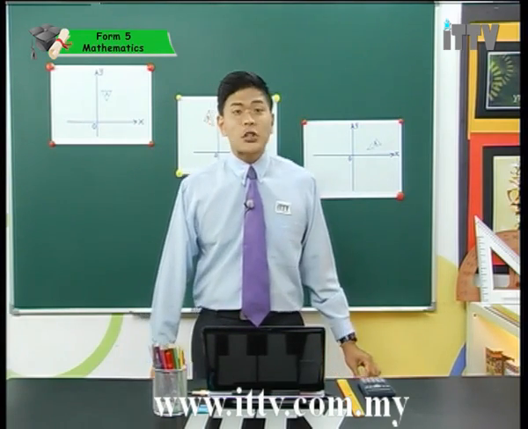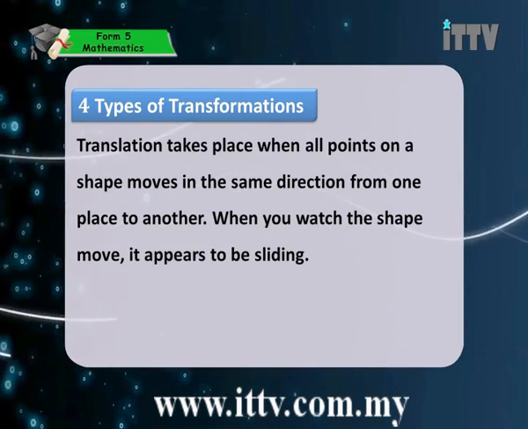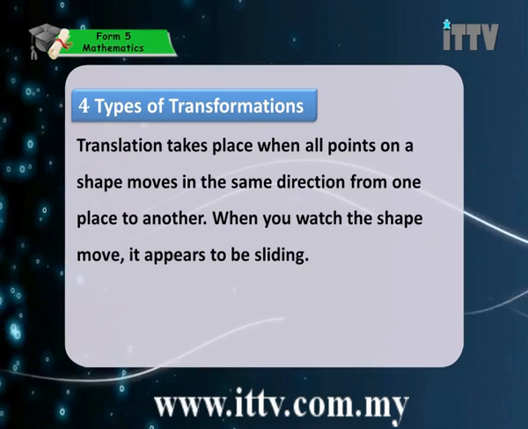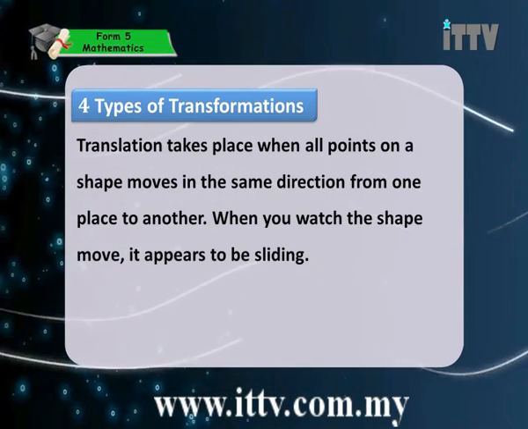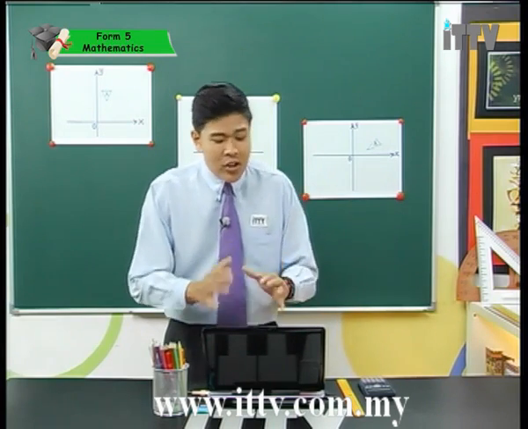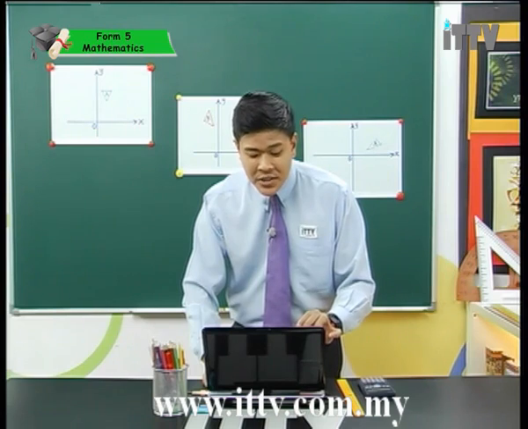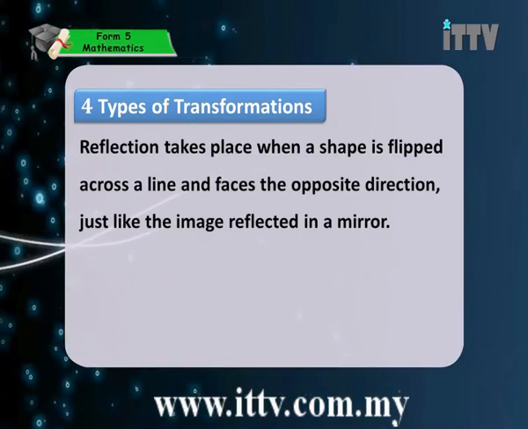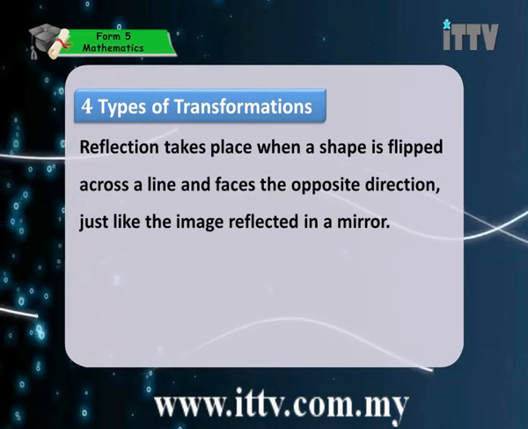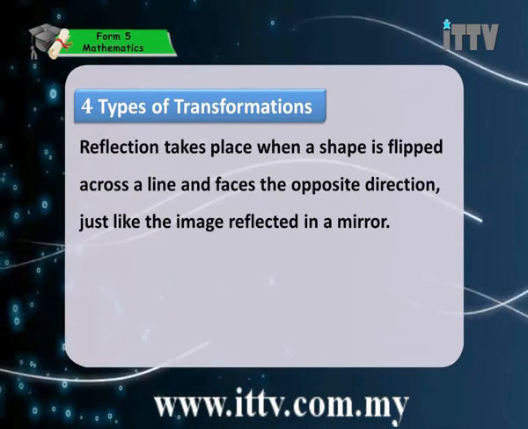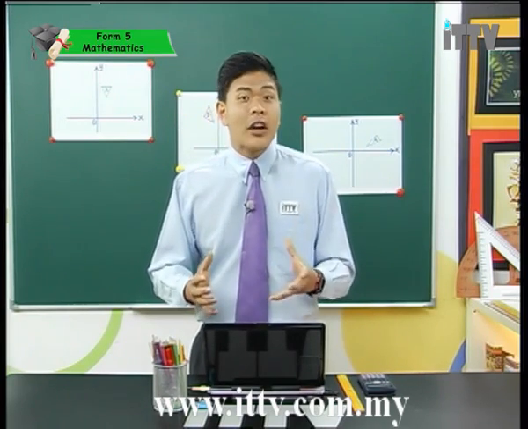Alright, now let's move on to the next one, reflection. Take a look at this, alright? What you see here is the reflection of that object. Okay, and when it is reflected, it is like a mirror image. So it is reflected across that line that you see right there. Now, an explanation about this transformation. Reflection takes place when a shape is flipped across a line and faces the opposite direction, just like the image reflected in a mirror. So when you take a look at yourself in the morning, you can see a reflection of your image.